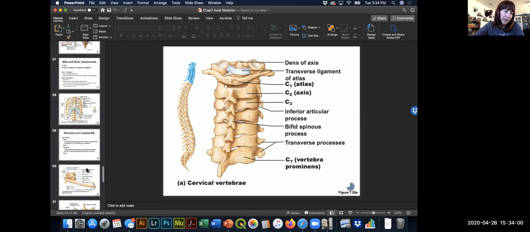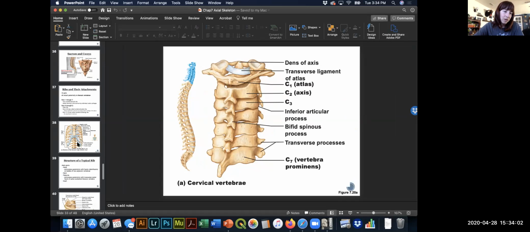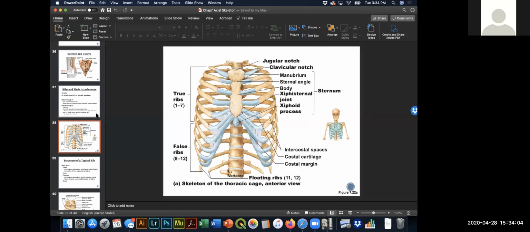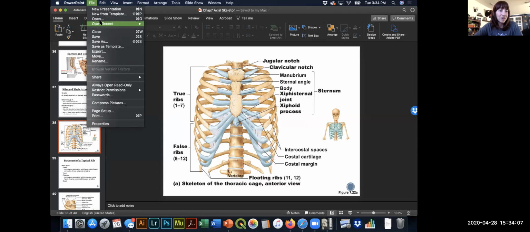Types of vertebrae, types of ribs. Let's talk about chapter 8. Move on to chapter 8. Let's move on to chapter 8.